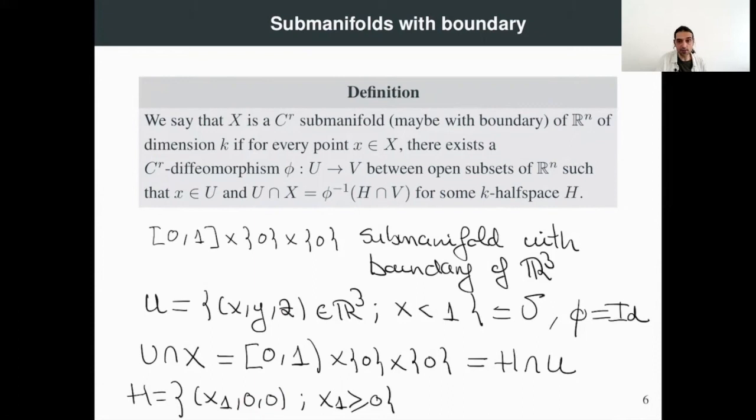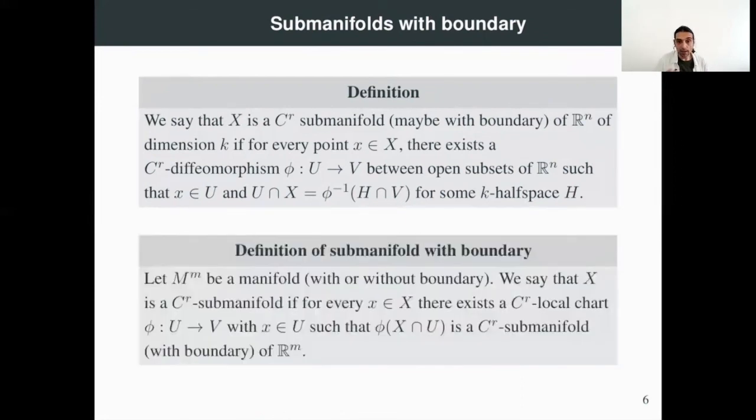And it's very easy to check that this is a submanifold with boundary, in which the boundary consists of 2 points, the point (0, 0, 0) and the point (1, 0, 0). Okay? What we just gave is the definition of a C^r submanifold with boundary of R^n.